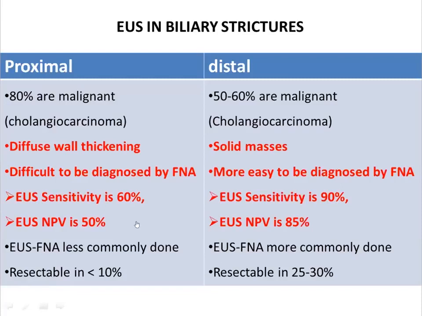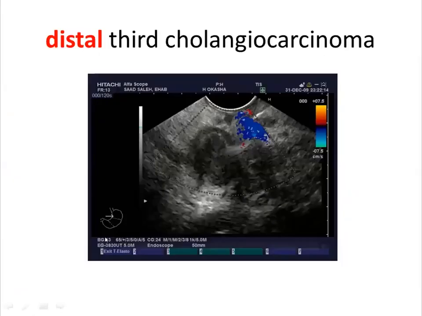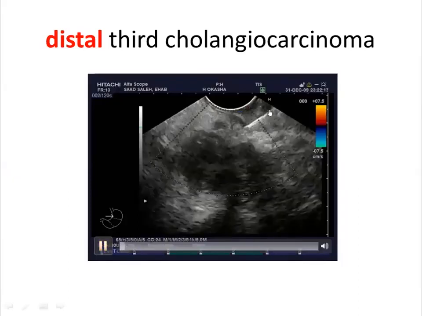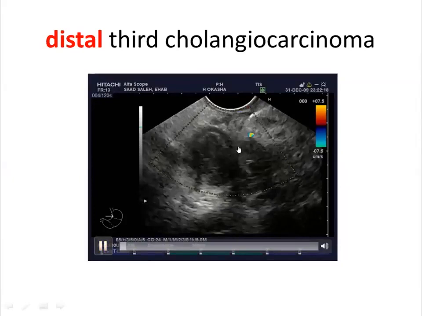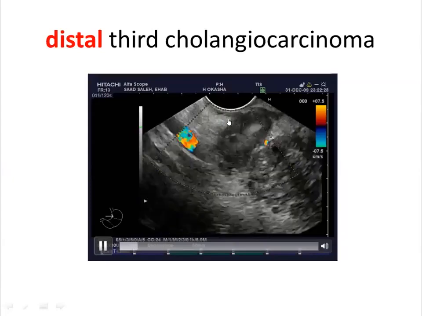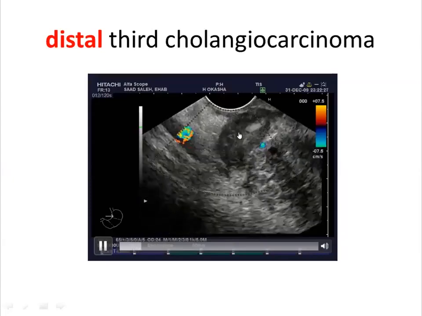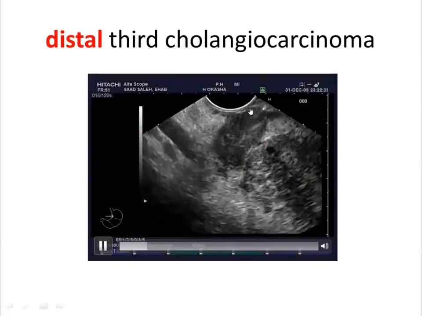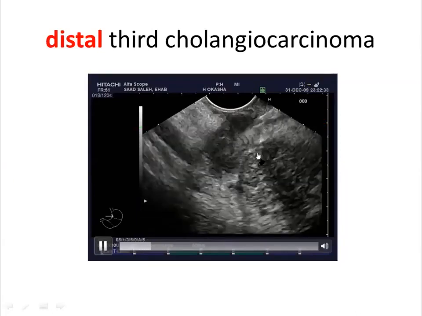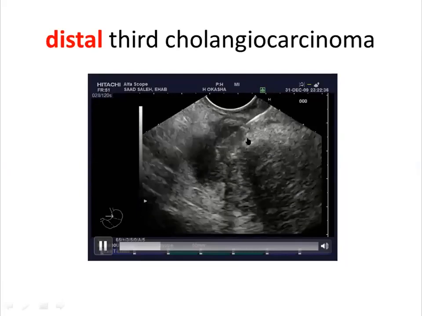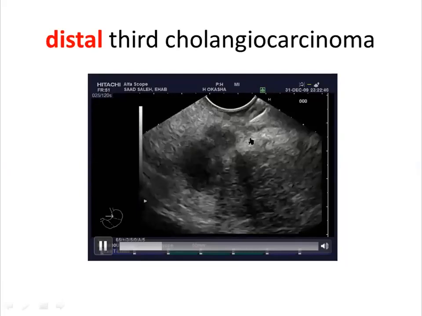This is an example of distal CBD stricture. Here the echo endoscope is located in the upper second part of the duodenum, and this is the pancreatic head, and this is the distal part of the common bile duct, and this is the lumen of the CBD. Here we notice there is not only marked thickening of the wall, but also a mass formation. Although it is a small mass, it is a mass. So it is very easy to sample this mass by FNA or FNB.